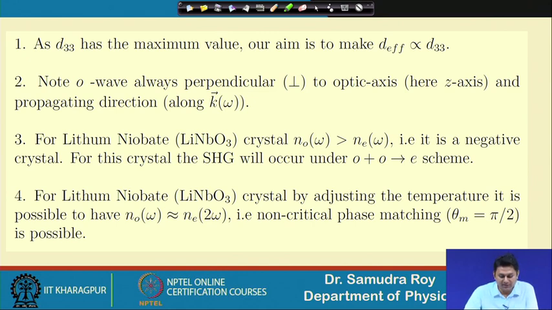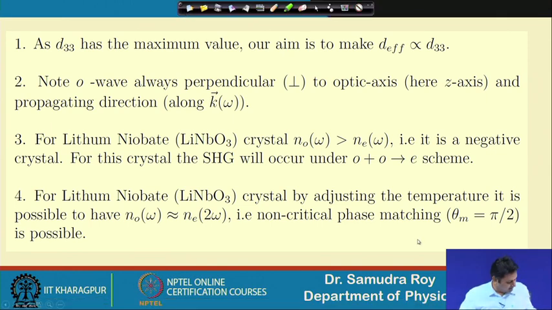For lithium niobate crystal, nO is greater than nE, as I mentioned, and it is a negative kind of crystal. Since it is a negative crystal, the phase matching condition that one should have is the OO tends to E system. This is the scheme through which the second harmonic is generated. And as I mentioned, for lithium niobate crystal, by adjusting the temperature, there is a possibility that we can have nO at omega equal to nE at 2 omega, as we have already shown. That means my phase matching angle is around pi by 2, or k is perpendicular to the optic axis, and that is the direction along which we have phase matching.